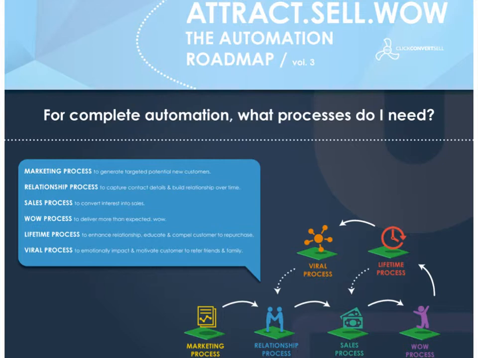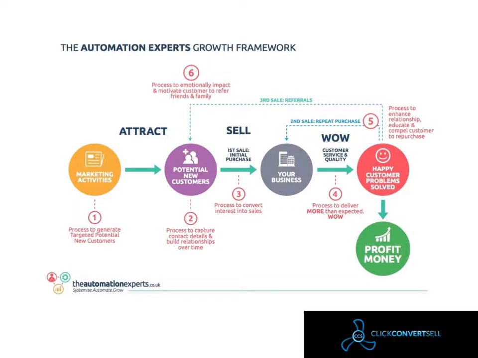So we need to focus now on selling, so the sales process. In the sales process, we've got to convert somebody who's given their contact details, build a relationship, educating them, and then convert them into a sale. Now, there's a lot of things there, so the question is, how does that break down?